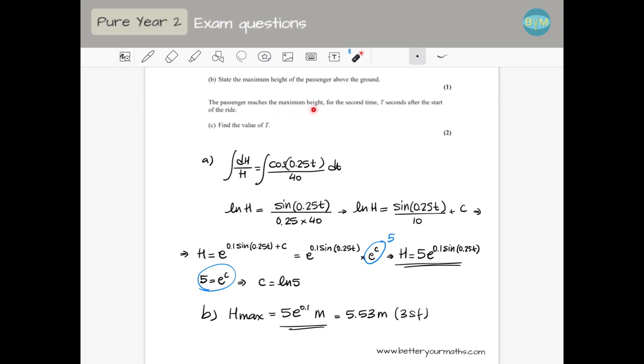The passenger reaches the maximum height for the second time t seconds after the start of the ride. Find the value of t. The height is maximum, we said, when sine is 1. The first time sine is 1 is going to be pi halves. And the next time is going to be pi halves plus a whole circle, so pi halves plus 2 pi. If you want to use the circle or the function is up to you. So remember, the first time the sine is 1 is pi halves, and the next time is pi halves plus 2 pi.